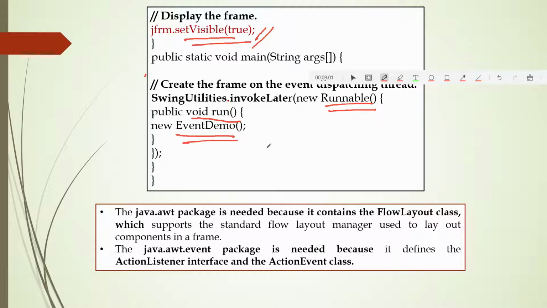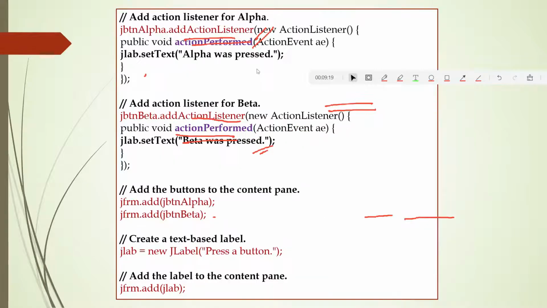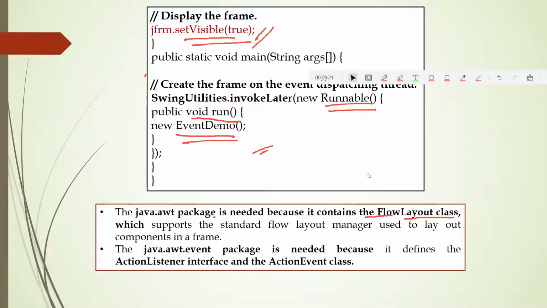Here they are just giving the explanation about the flow layout. The java.awt package is needed because it contains the flow layout class. Here they are speaking about your library, students. If you go back here, you can see the AWT event. That is used because you are using the flow layout class. I told you why: if you have to lay the components horizontally, one after another in a frame, you need the flow layout class. That is what they are telling.